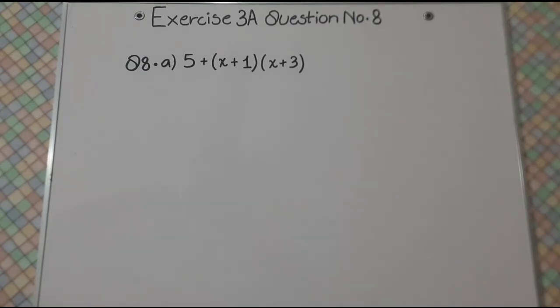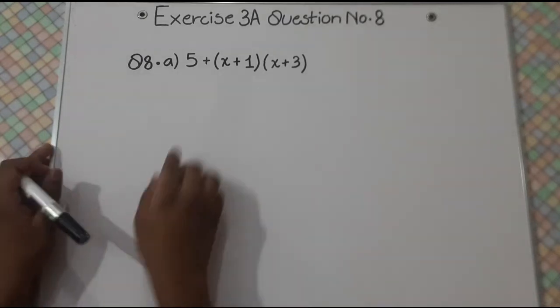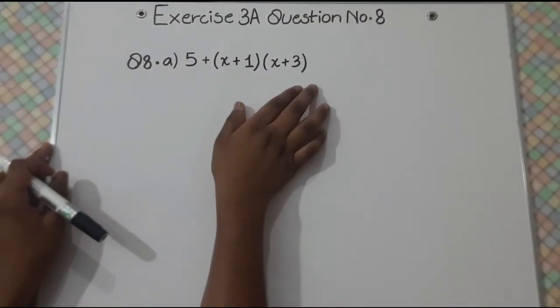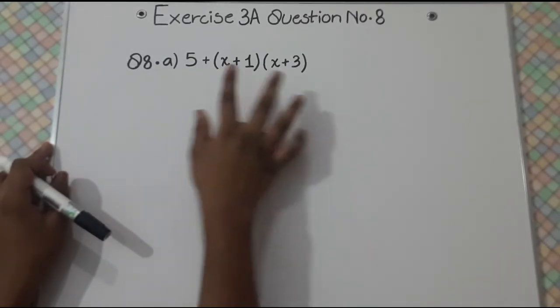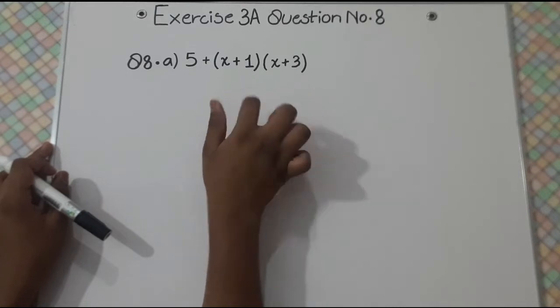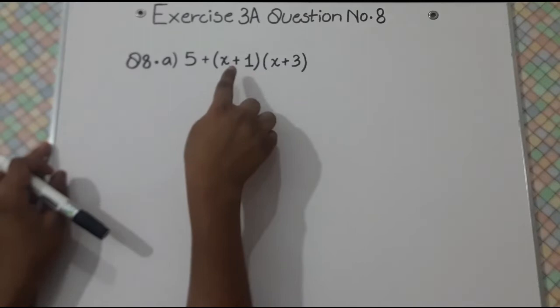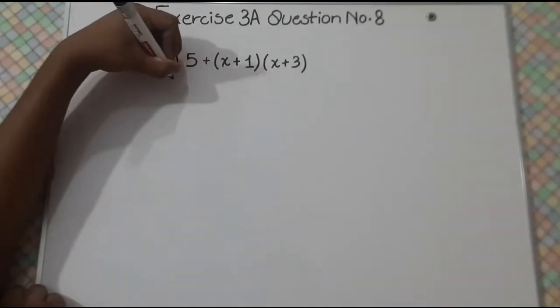So this is part A of question number 8 of exercise 3A. It says 5 plus bracket x plus 1 and bracket x plus 3. So this 5 is independent with a sign, but we have 2 brackets which we need to expand. To do this, we are going to open this bracket with this. Let me show you how.